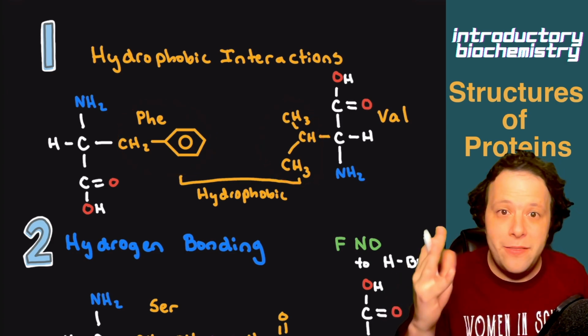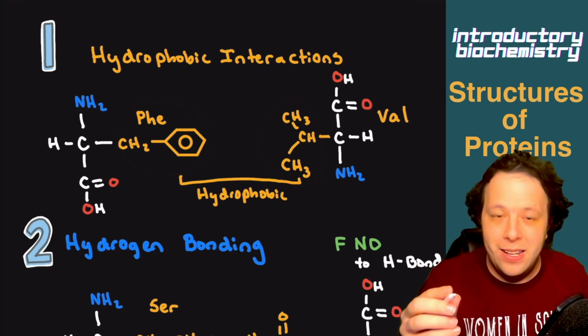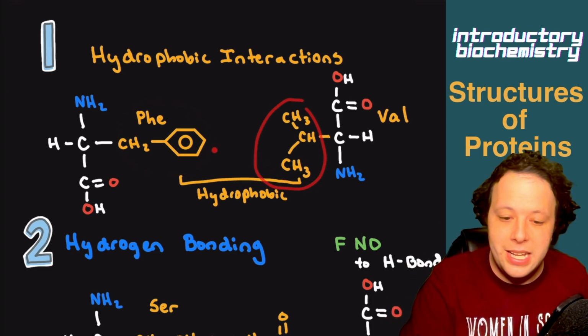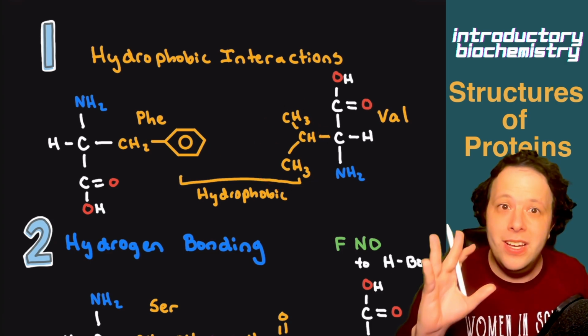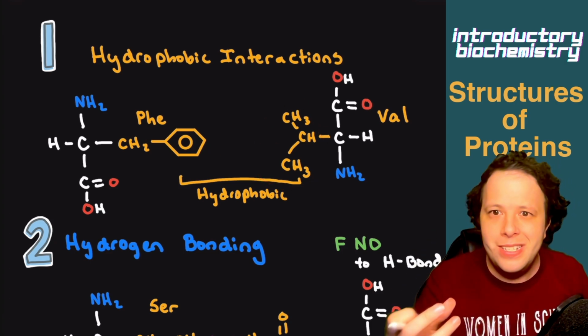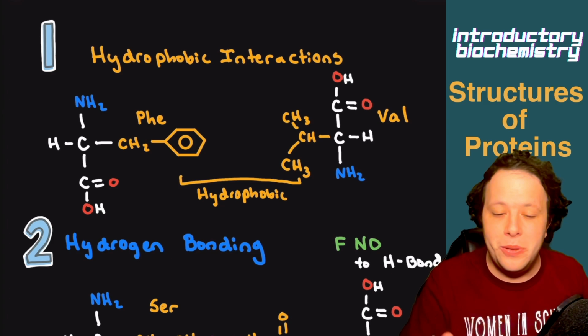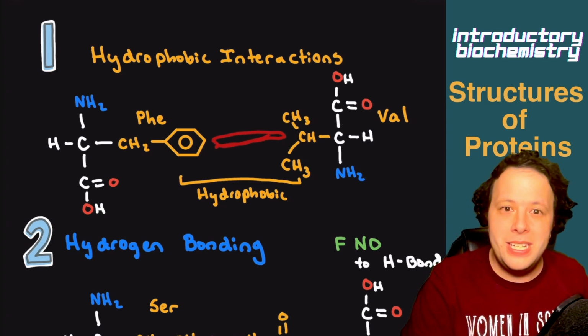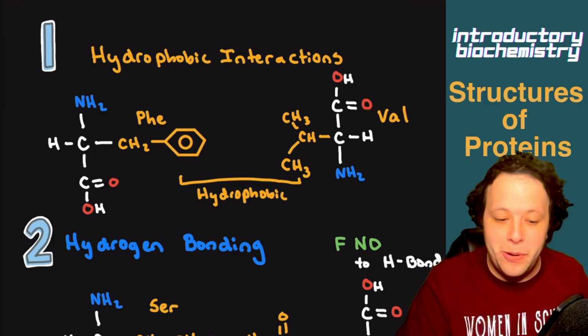So right here I have phenylalanine and valine, and what they are doing is they have a hydrophobic interaction. They're both all carbons and hydrogens, meaning very, very nonpolar. So we see that these are going to be what's interacting on the inside of our protein.